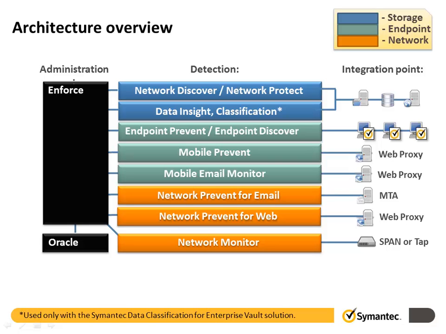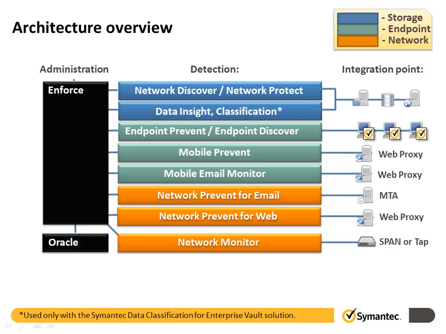Next we have Mobile Prevent. Mobile Prevent gives us the ability to monitor and optionally block traffic leaving from mobile devices such as iPhones and iPads. Mobile Prevent requires a direct integration with a supported web proxy, and for Mobile Prevent to work, the mobile device needs to have a VPN connection established to your corporate network.